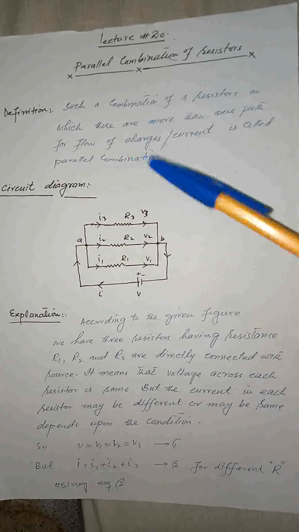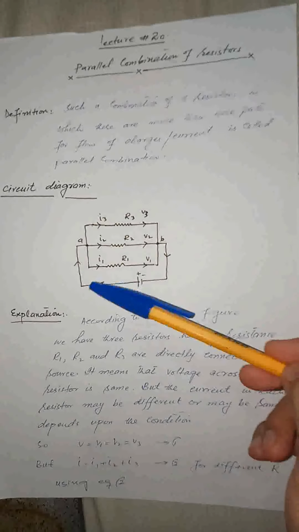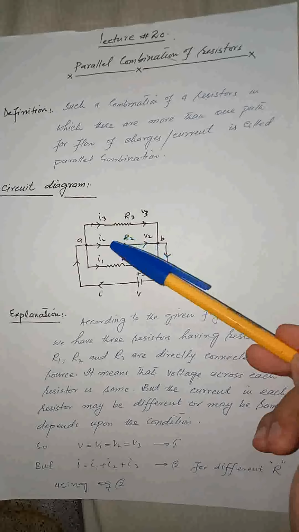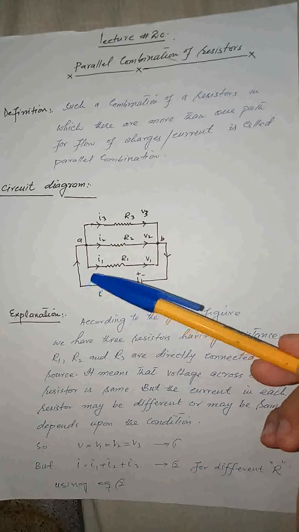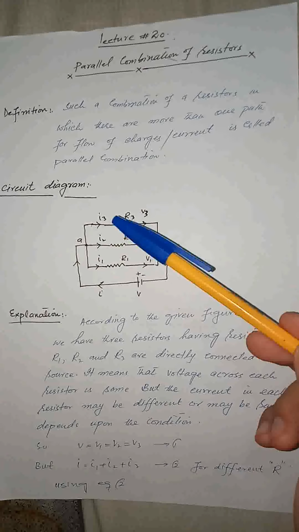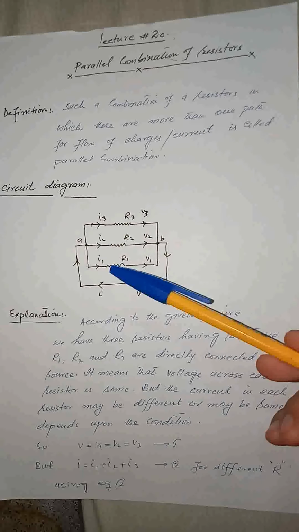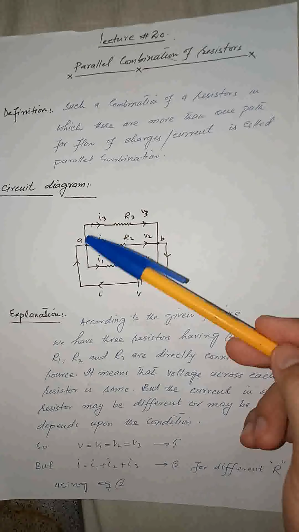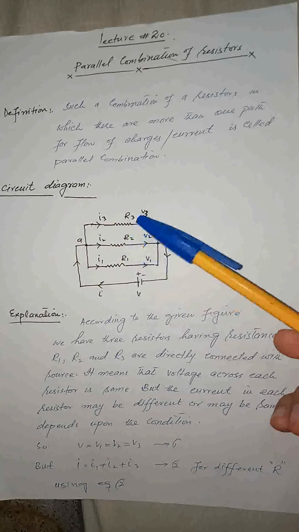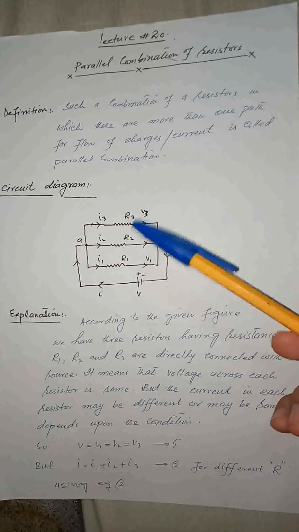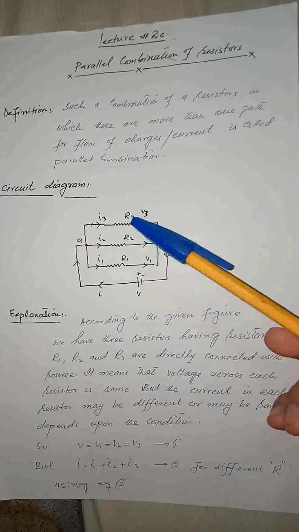Definition is very simple. Such a combination in which there are more than one path for the flow of charges, current. More than one path for the flow of current is called parallel combination, and it is clear in a circuit diagram. These are the three resistors of resistance R1, R2 and R3.